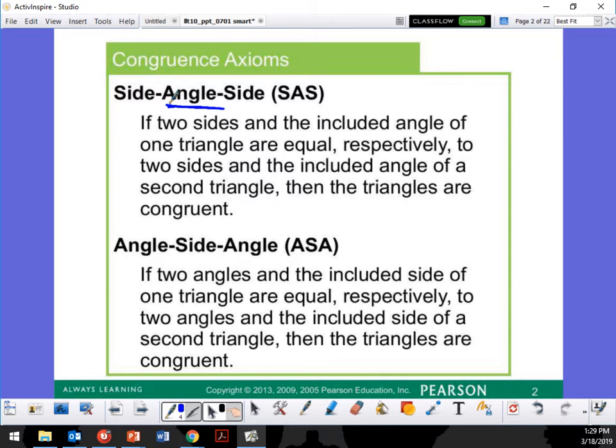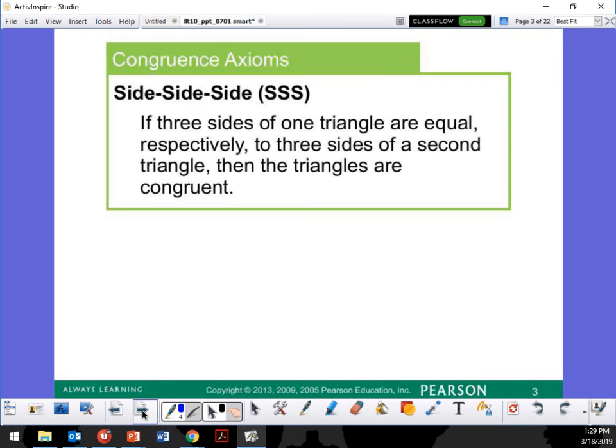Same thing here. So angle, side, angle. Where does the side have to be? Between the two angles. So it's touching both those angles, right? Side, side, side. All sides. There we go.